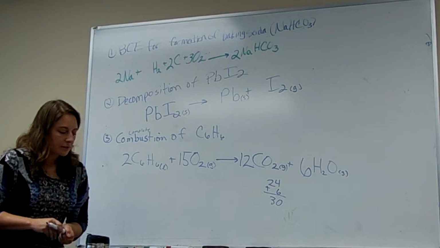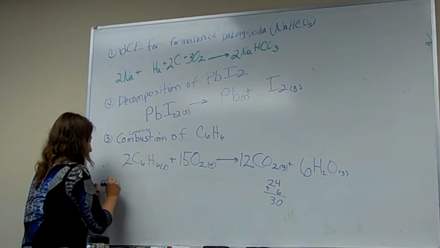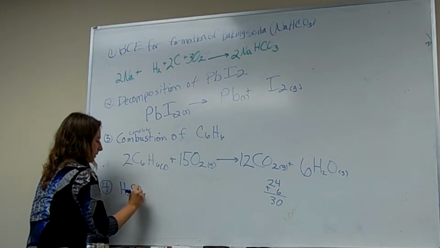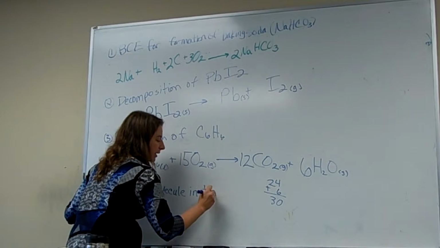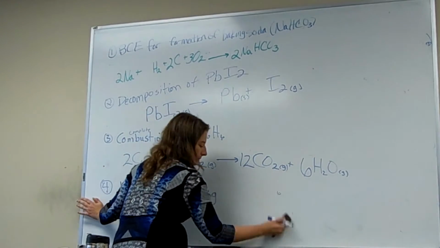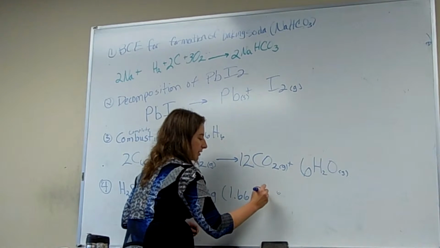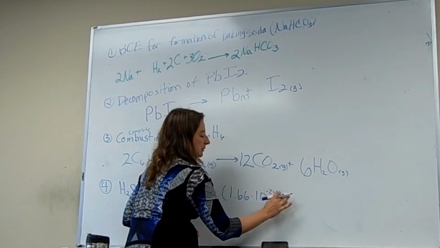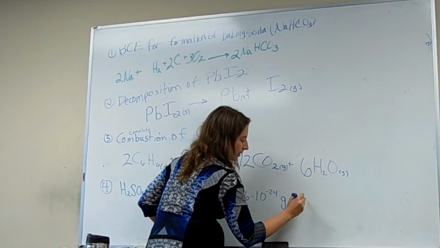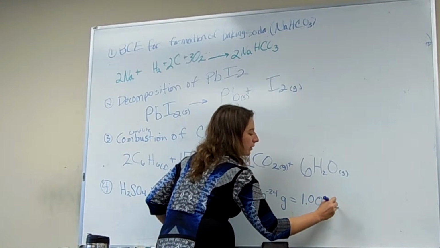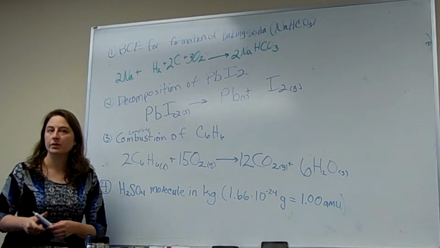All right, so the mass of an H2SO4 molecule in kilograms. And you get the conversion factor, 1.66 times 10 to the negative 24 grams is 1.00 AMU. So 3 significant figures in each of those, which you have to consider. Who'd like to try this one?